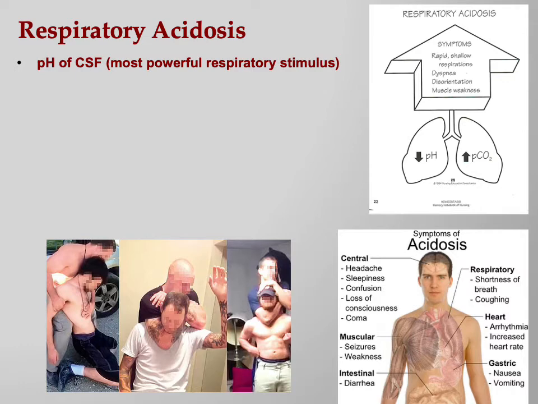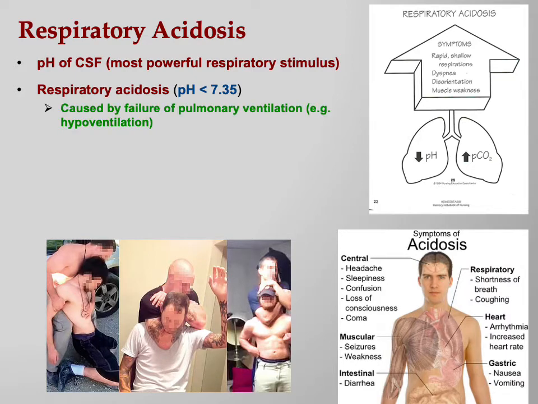The pH of your cerebrospinal fluid is the most powerful respiratory stimulus. I mentioned this before. Remember that the CSF ultimately comes from the blood. And if the pH of the blood is either too low or too high, then the pH of the CSF will likewise be too low or too high. So your hypothalamus is monitoring the pH of the cerebrospinal fluid. Respiratory acidosis will occur when your pH drops below 7.35 as a result of something you're doing with your respiratory system. So it will be caused by a failure of pulmonary ventilation, for example, hypoventilation.